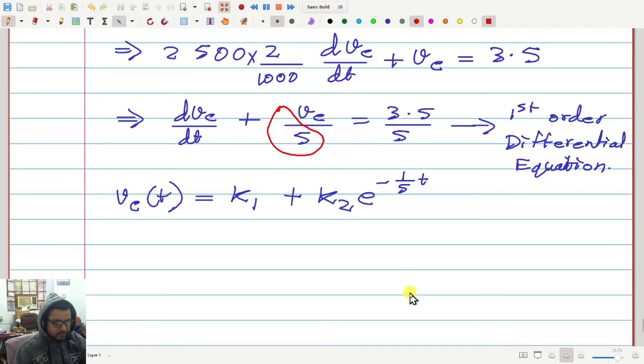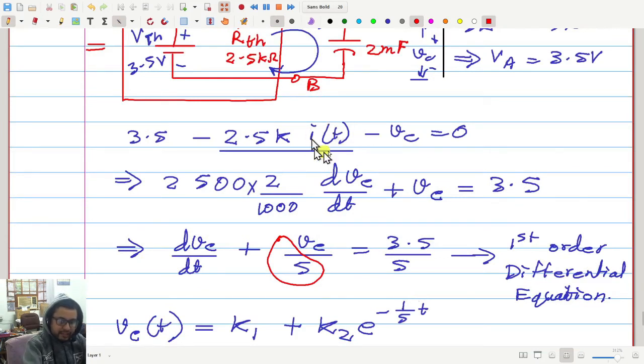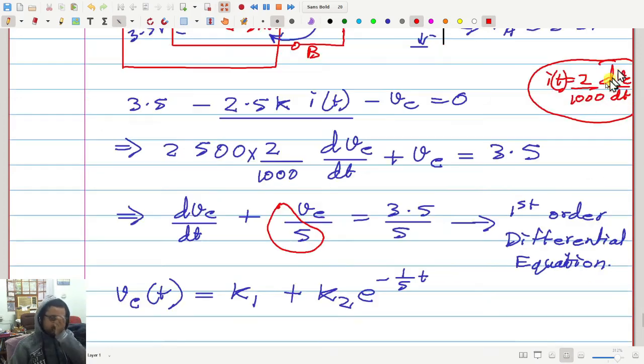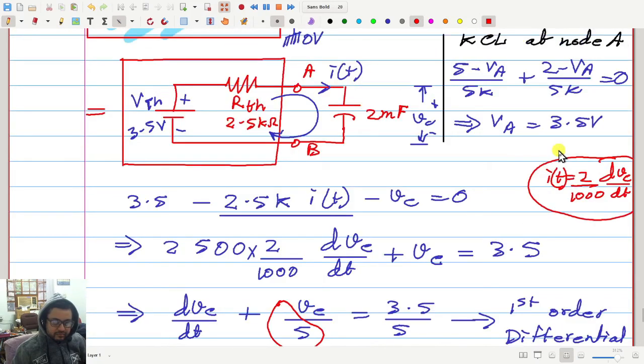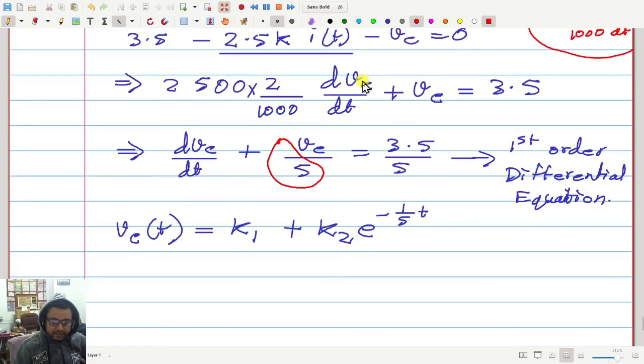What did you substitute for IT in the first line? Here I have substituted IT equal to C dVc by dt, where C is 2 millifarad, so 2 by 1000, into dVc dt. How is IT equal to C dVc by dt? That is the property of a capacitor that we studied in the beginning of our last class.